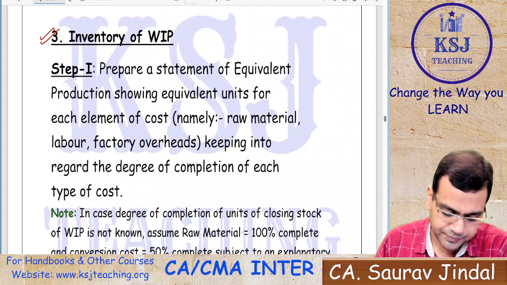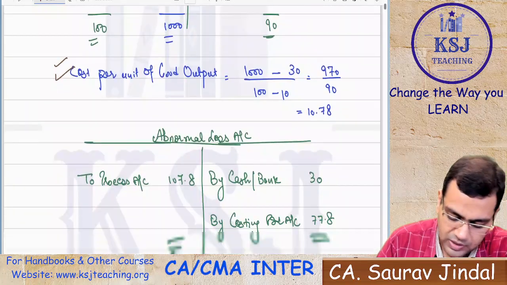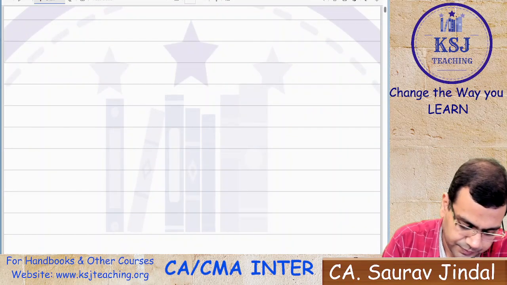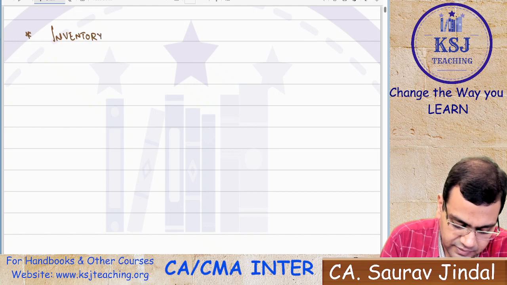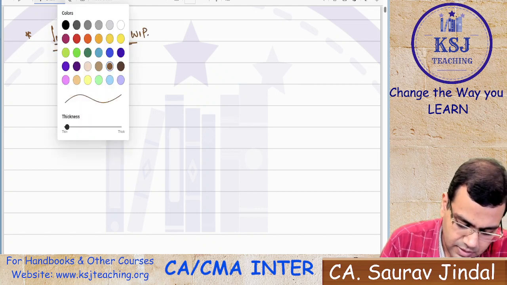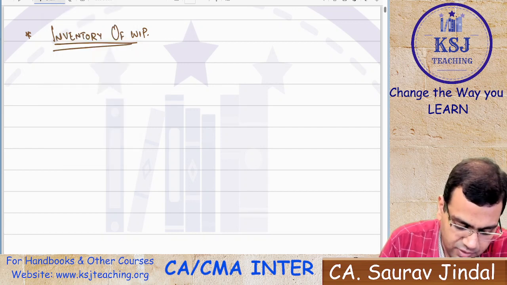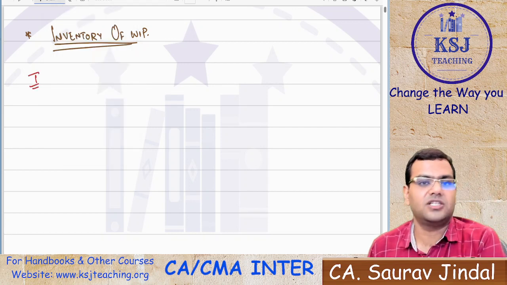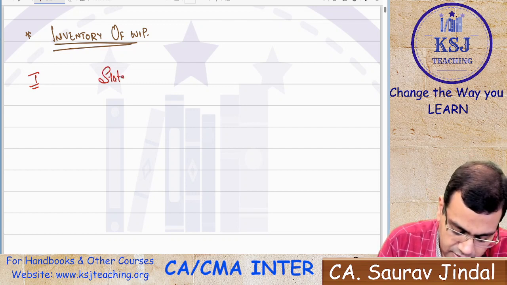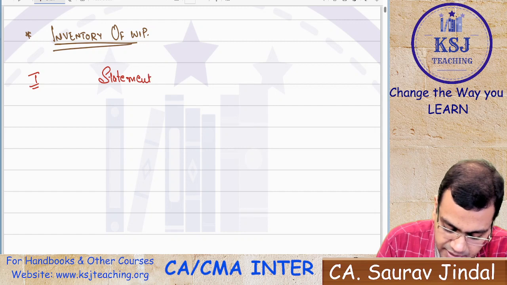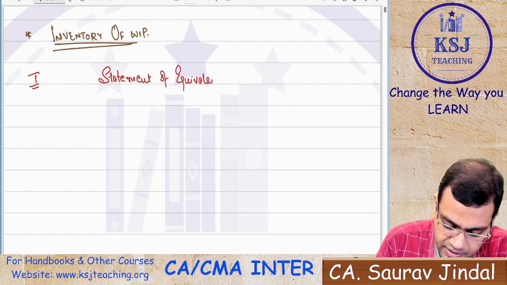Clear, sir? So in the inventory of WIP, what is your process? Let's talk about inventory of WIP. Now in the inventory of WIP, what is your first stage? The first stage is the statement of equivalent production.